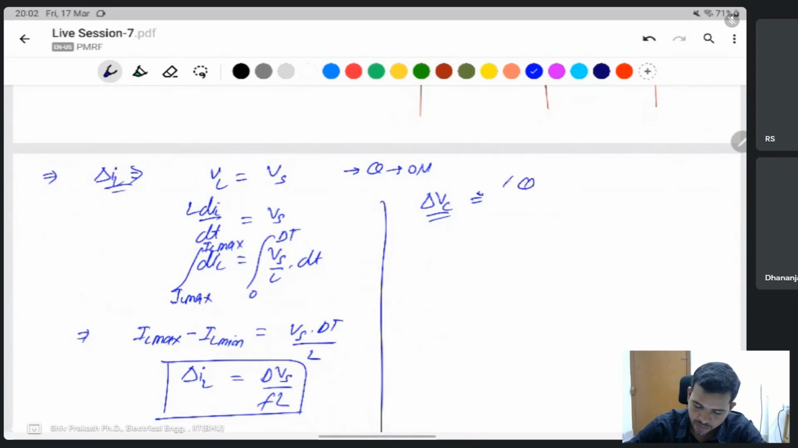Delta Vc is delta Q by C, which is I naught into dt divided by C, meaning I naught d divided by fC.